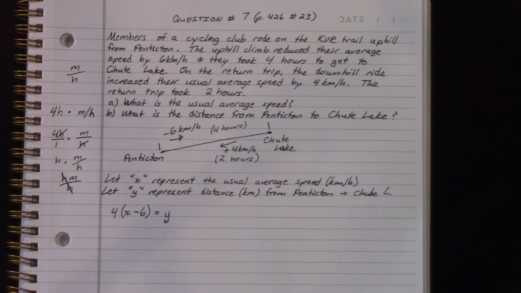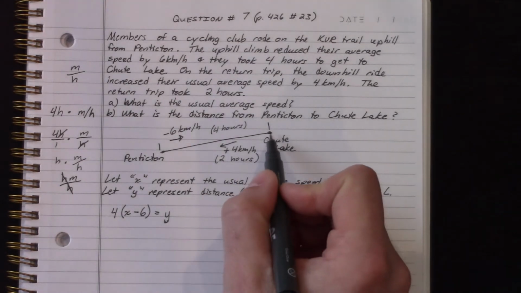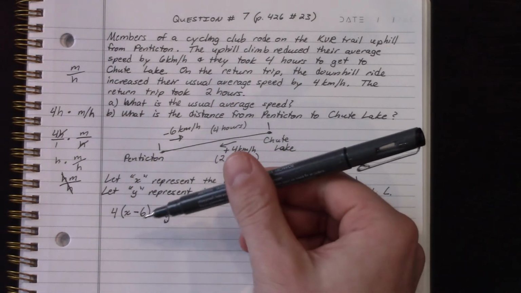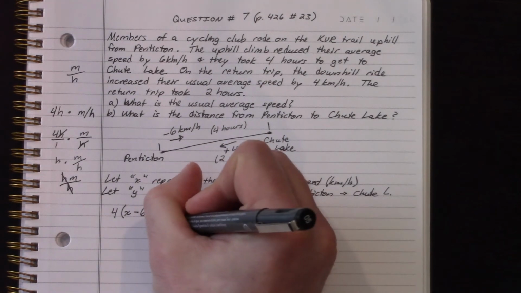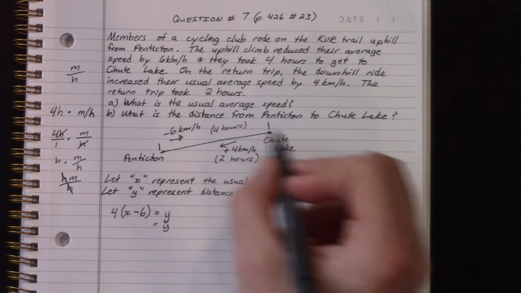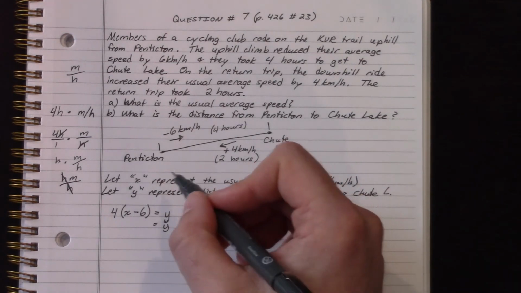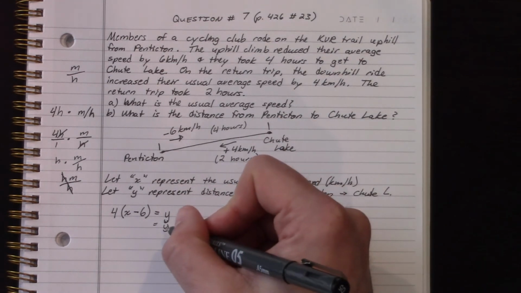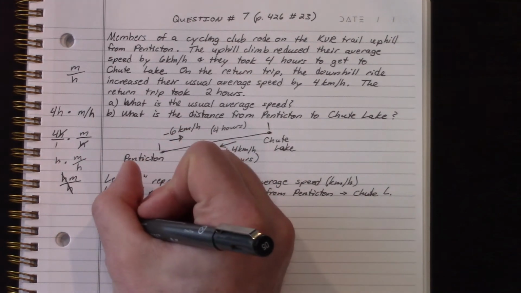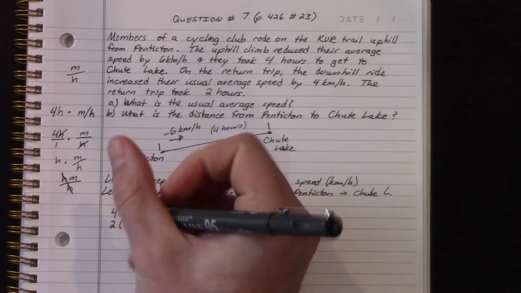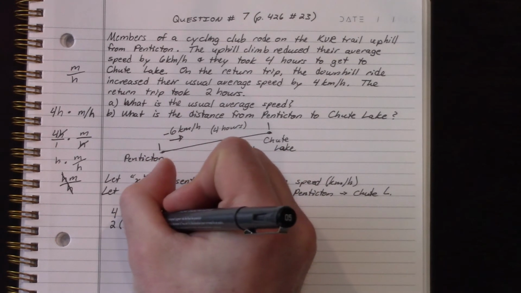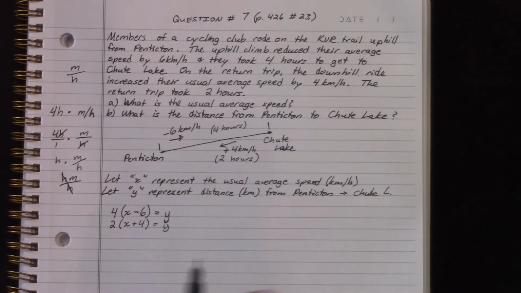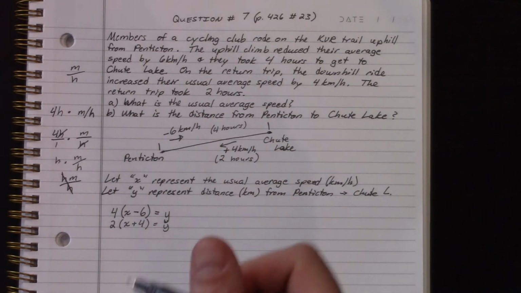The next one is very similar, except now we're talking about the return journey. So now that you have this one, it should be very simple. We know that, again, the return journey is still y. The distance has not changed. Chute Lake has not got any further away from Penticton, so it's still going to be equal to y. But now we're traveling for 2 hours at a speed of our normal speed plus 4, because we're going downhill. So our average speed has been increased.